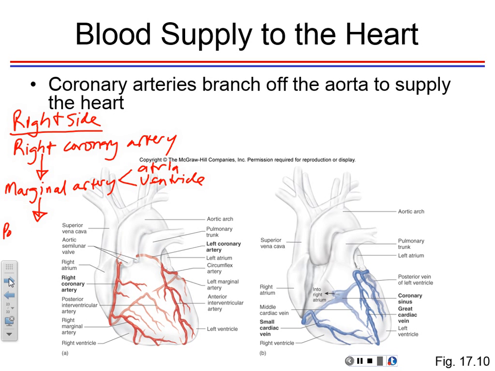So, posterior meaning behind, posterior interventricular artery, okay? Interventricular artery. And this is supplying only the ventricles. Okay? Why do you think that is? Ventricles, much bigger muscle, okay? Marginal artery provides both the atria and the ventricles, but there's one that's going to really supply all the ventricular muscle because the ventricles are much bigger muscle. All right?